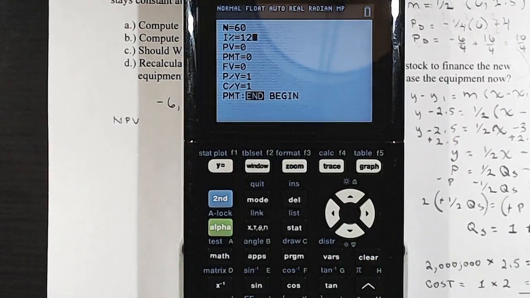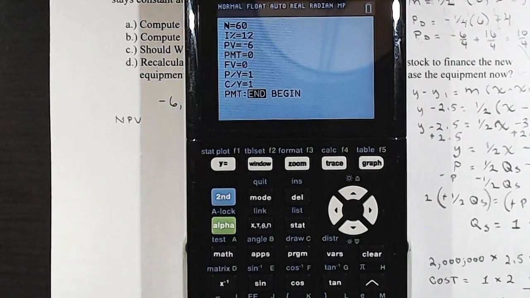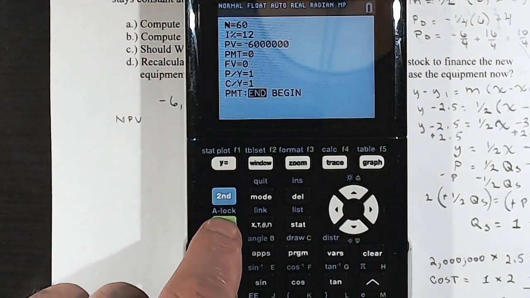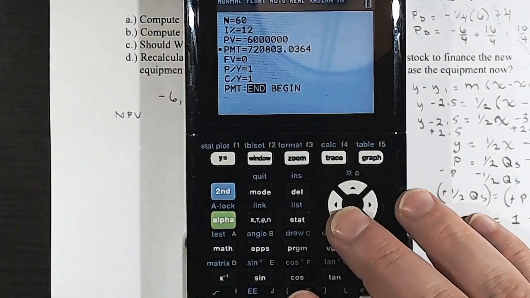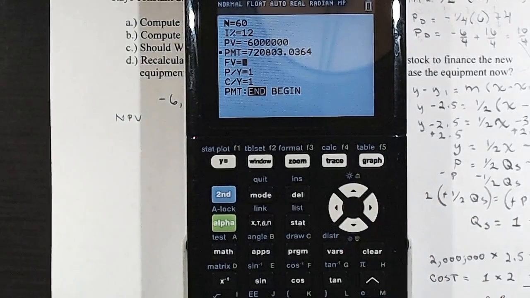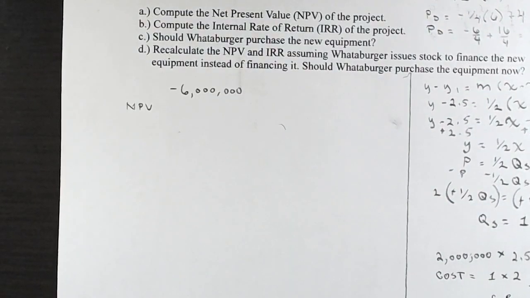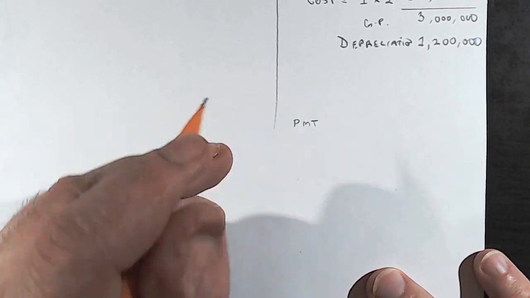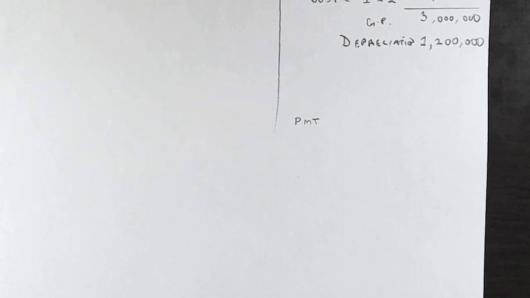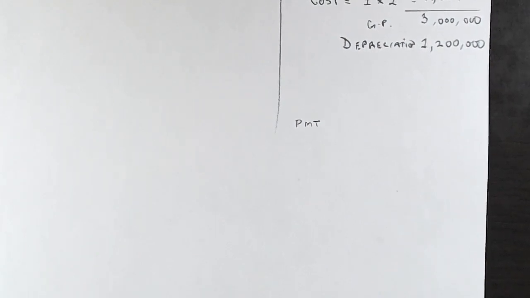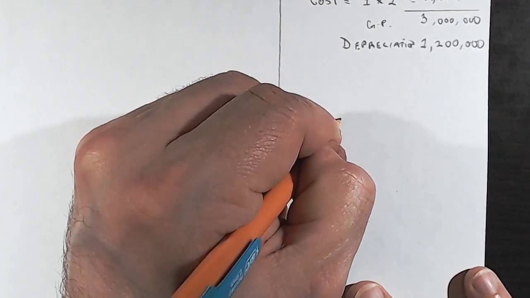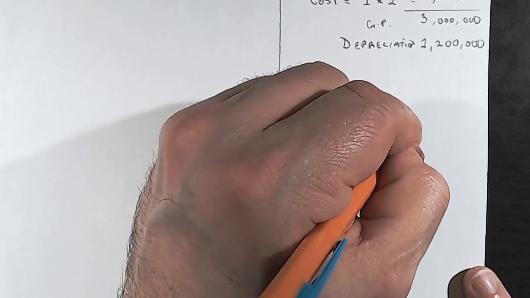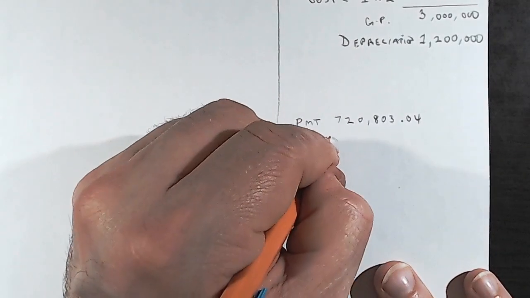Our interest rate is 12%. The beginning value is negative $6 million, and we want to know what the payment is. So you hit alpha, enter, and it tells you the payment is $720,803. Let me write our payment down here. This is payment per period, $720,803 and 4 cents. That's per month. You understand? So you have to multiply that by 12.